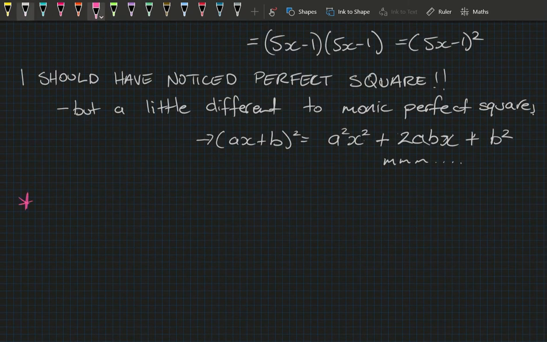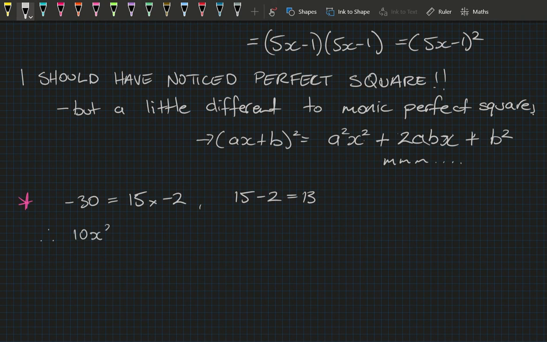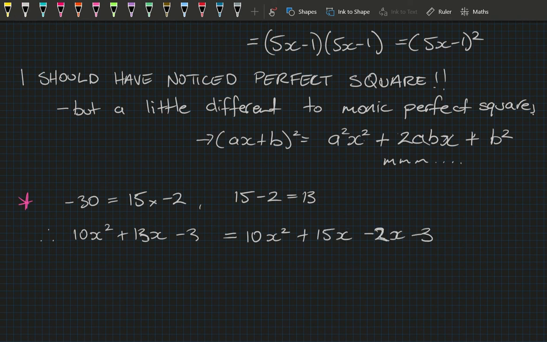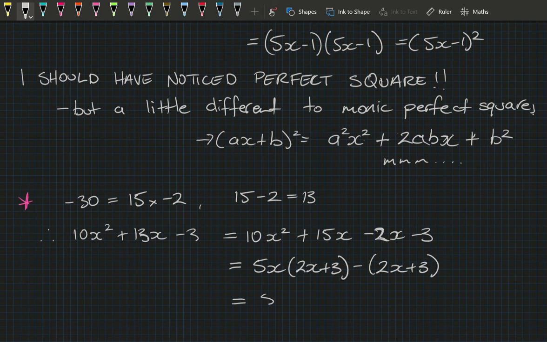Minus 30 is equal to 15 times minus 2, and 15 minus 2 is equal to 13. So therefore 10x squared plus 13x minus 3 is equal to 10x squared plus 15x minus 2x minus 3, which is equal to 5x times 2x plus 3 minus 1 times 2x plus 3, which equals 5x minus 1 times 2x plus 3.